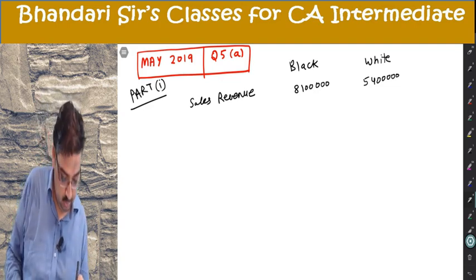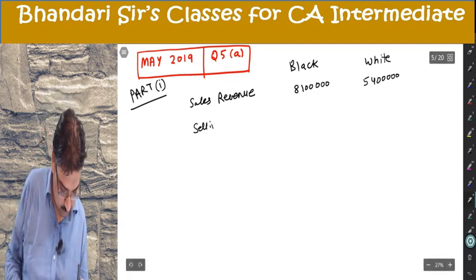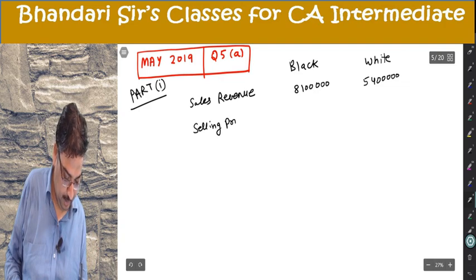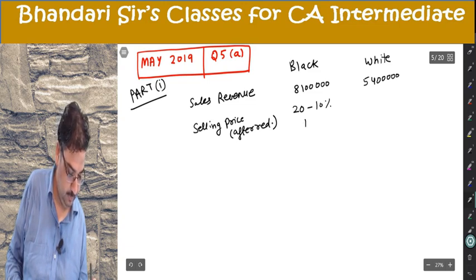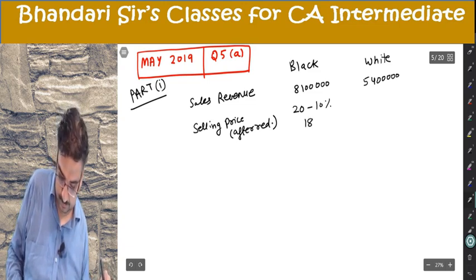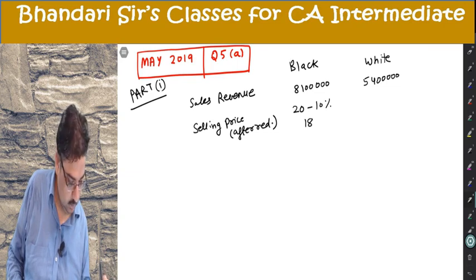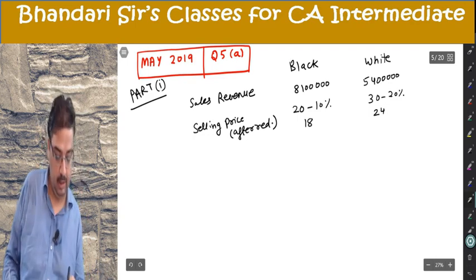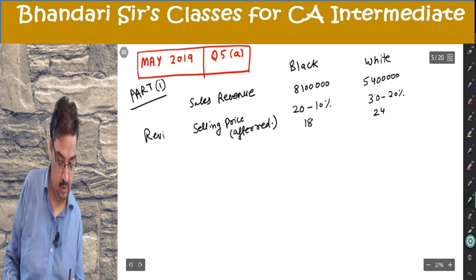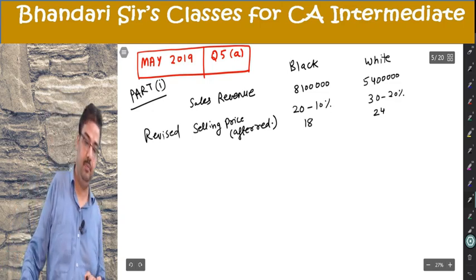What you are given? Selling price after reduction. This is 20 to be reduced by 10% becomes 18, and 30 to be reduced by 20% becomes 24. I can call it revised selling price or selling price after reduction.